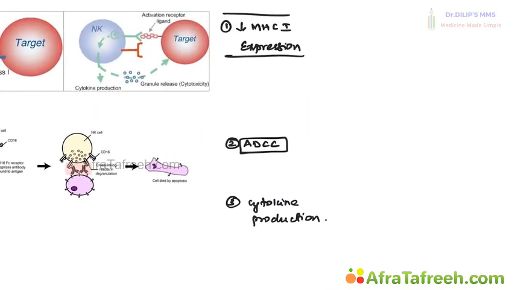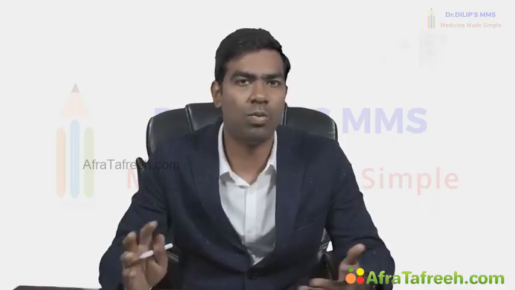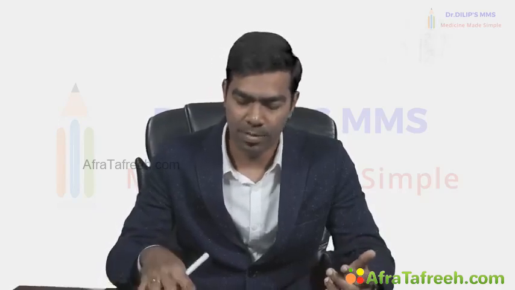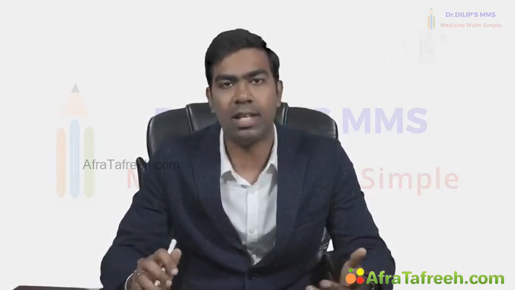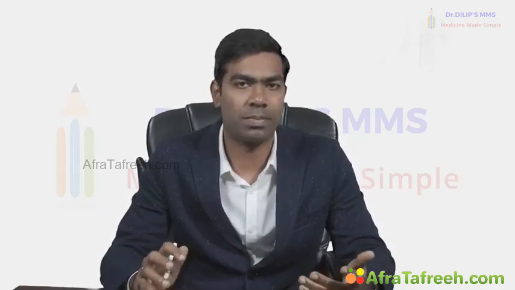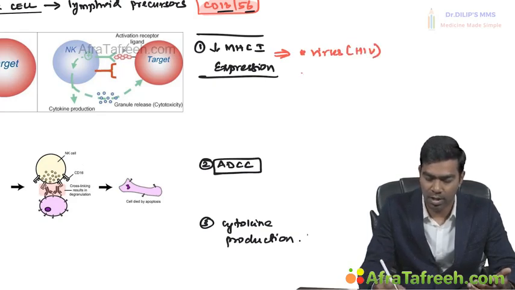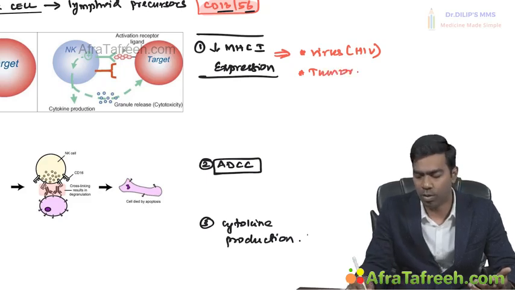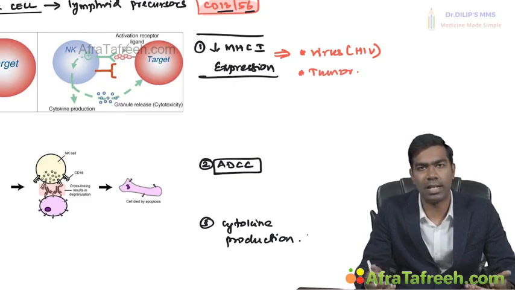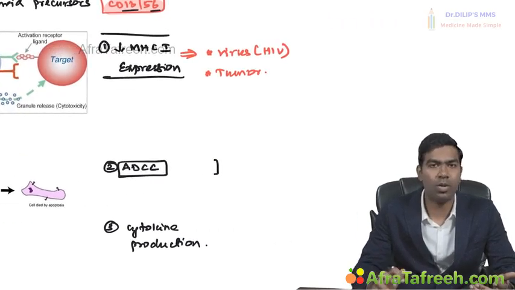So first let us see how they do it by reduced MHC class 1 expression. Identifying cells that have reduced MHC class 1 expression is very important, because whenever a cell has reduced MHC class 1 expression, it indicates either a virus infected cell, like HIV, or it could be a tumor cell. That is why identification of these cells and killing them is really important. So how do they identify them?